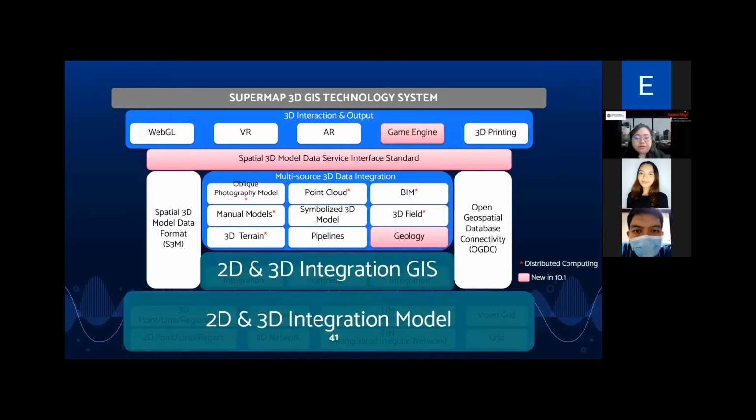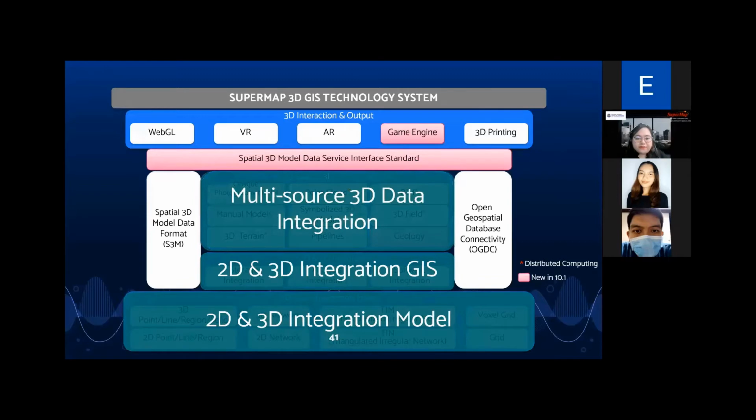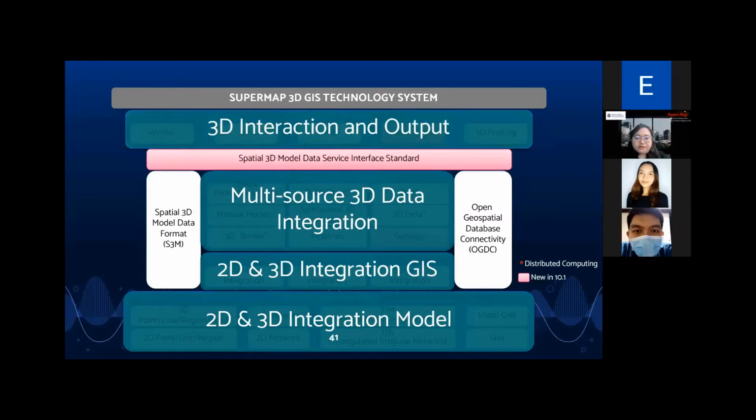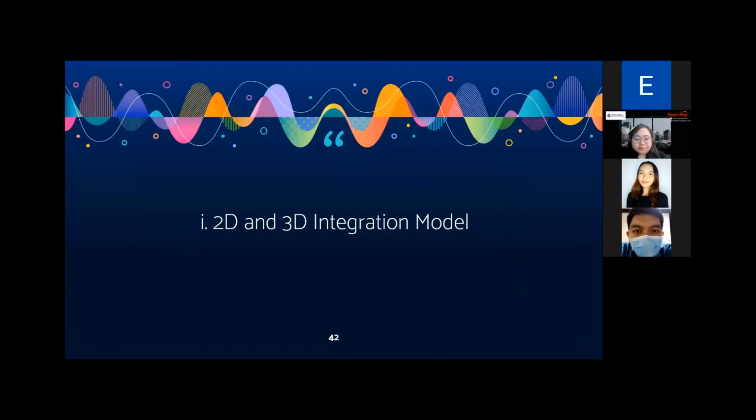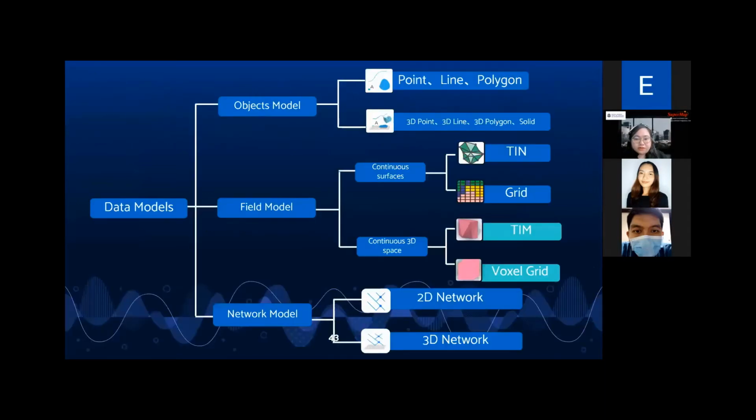We are not only aiming to display 2D and 3D data separately, but integrating both of these data. And also we're capable to consume different types of data like oblique photogrammetry data, BIM, point cloud, 3D field, and others. And after we import it in our software, we can give an output in various formats and iterations by using VR, AR, WebGL, and also 3D printing. So let us start with the 2D and 3D integration model.